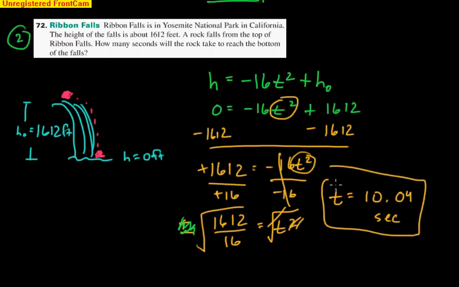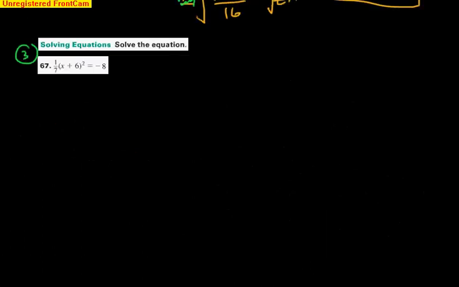That's how long it takes the rock to fall down Ribbon Falls. So, falling object problem. Alright, here's the next problem. We're going to solve this equation. It says 1/7 (x plus 6) squared equals -8.